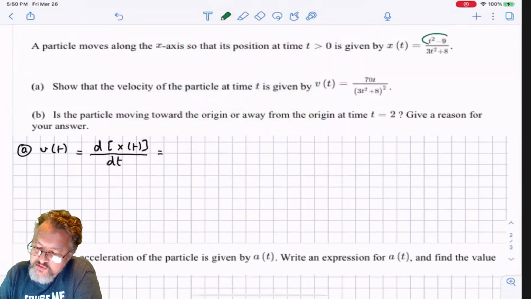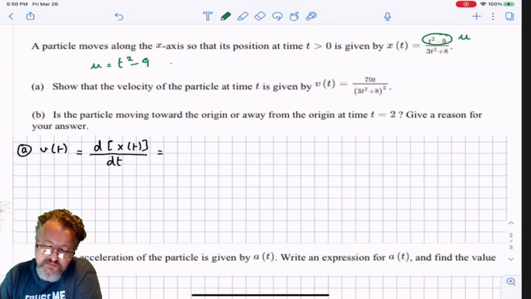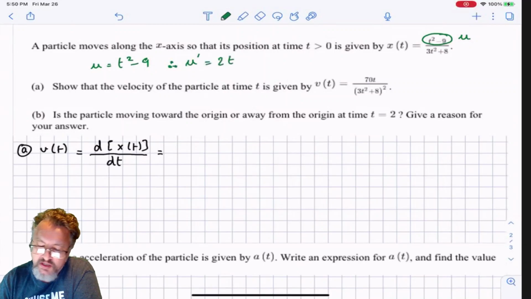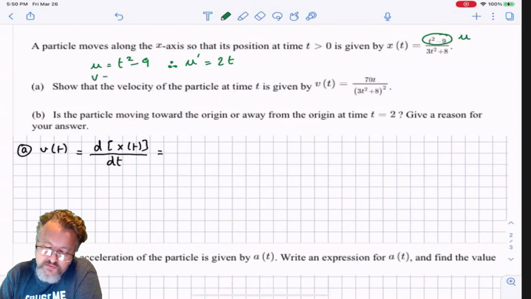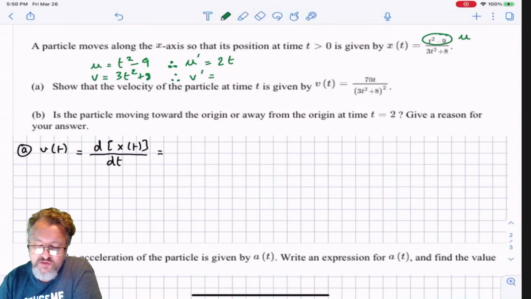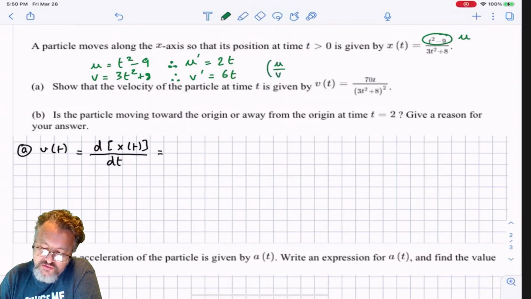So what I'm going to do is call this function u. So u equals t squared minus 9. Therefore, u prime is going to be equal to 2t. I'm going to use v, the function v, for 3t squared plus 8. Therefore, v prime is going to be equal to 6t. And remember the formula: the quotient rule, u over v prime, will be u prime v minus u v prime over v squared.